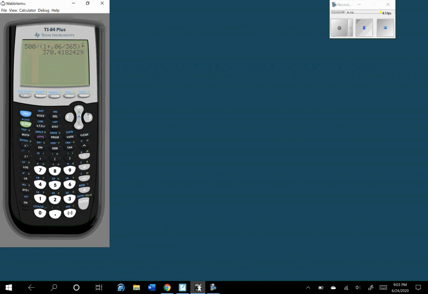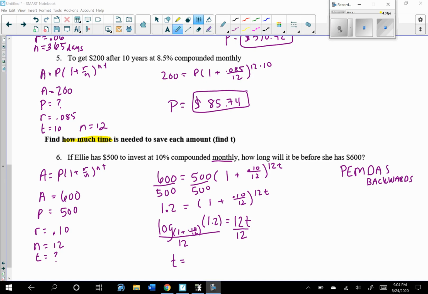So in my calculator, go to math. We have that log base button. So that is 1 plus 0.1 divided by 12. And then in here we have 1.2, or 6/5. And then I'm going to hit enter and then divide that answer by 12. So 1.83 looks like years. And so that gives us our time.